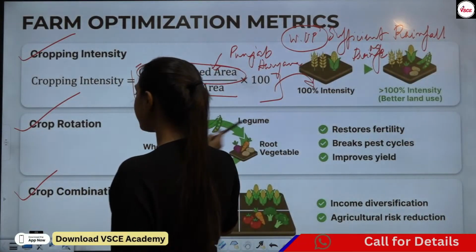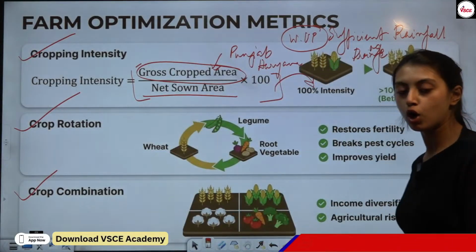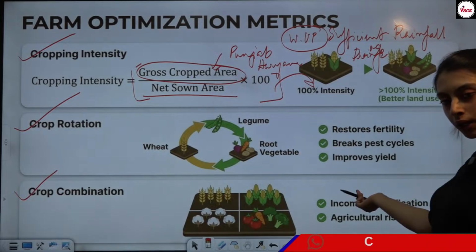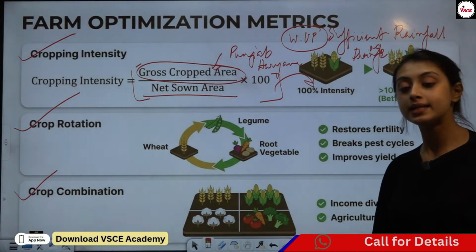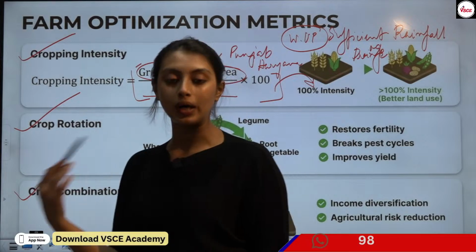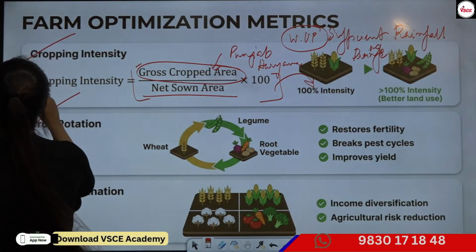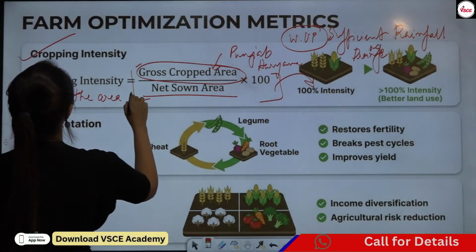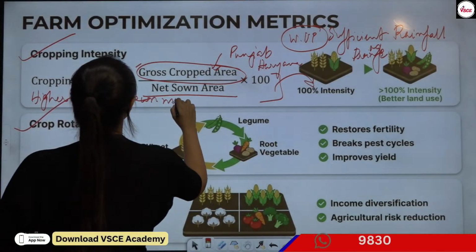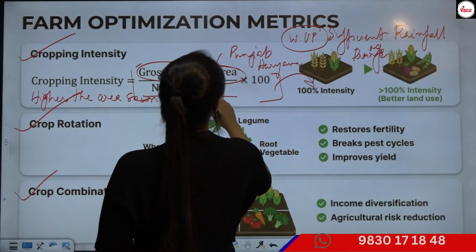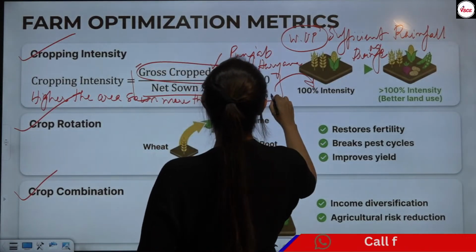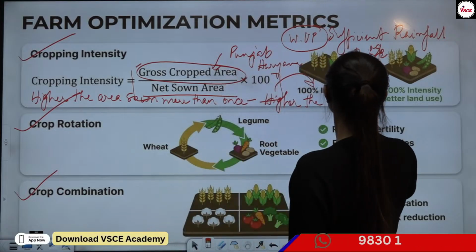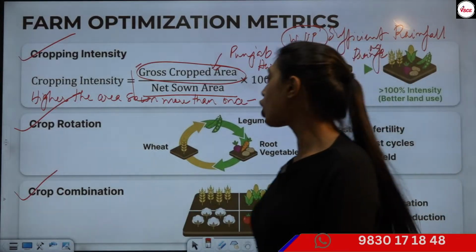So gross cropped area by net sown area into 100. Cropped area means the place where the crops are growing. So it is actually area sown more than once. We can also write this: the higher the area sown more than once, the higher will be the cropping intensity. Great, got it?